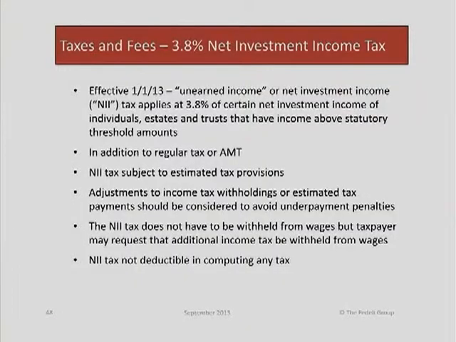First off, what is the 3.8% net investment income tax, unearned income tax, Medicare surtax? It's called a couple different things. But basically it's a 3.8% tax on investment income of individuals, trusts, and estates to the extent they have income over certain statutory threshold amounts. This is a surtax. It's in addition to regular tax and AMT liabilities.